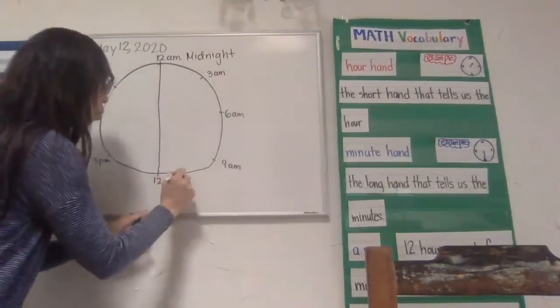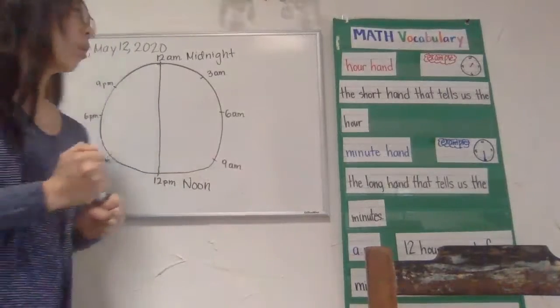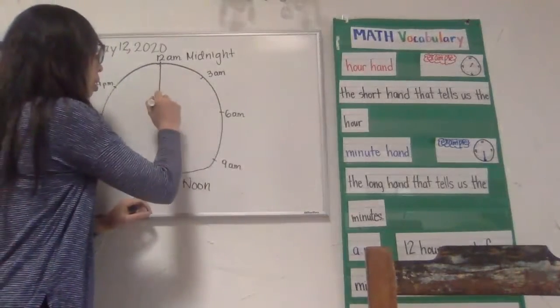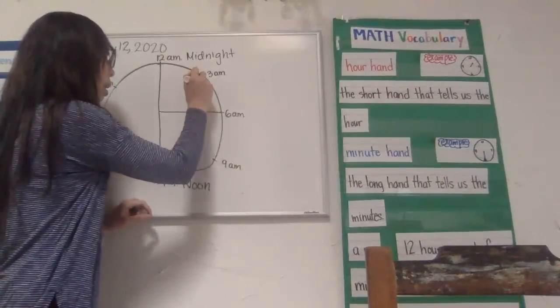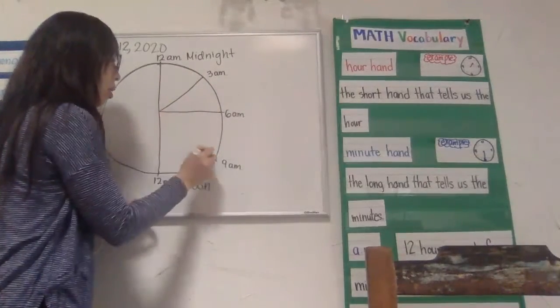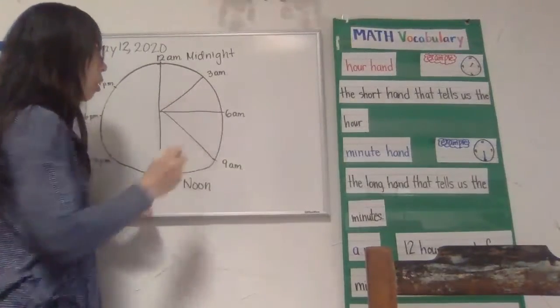and 12 p.m. we call noon. Now, when we think about our times, I just separated them out here into 3-hour blocks for us. So I want us to be thinking about kind of like a pie, how we would think about this.